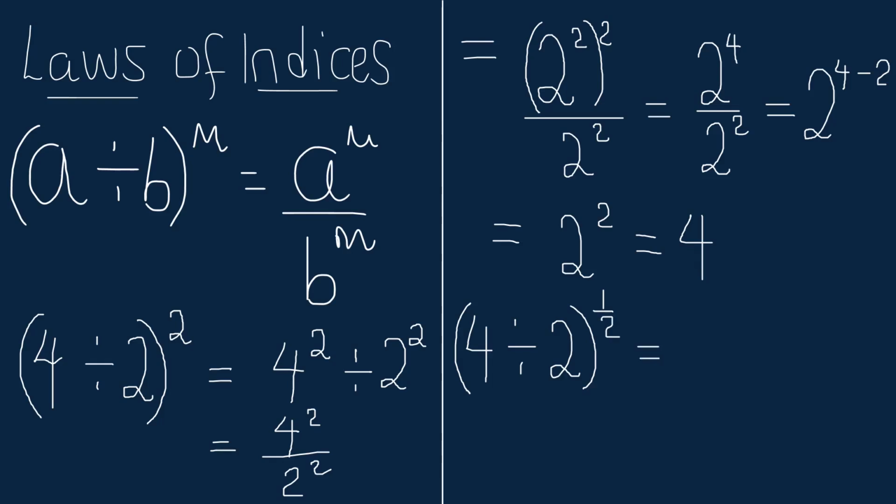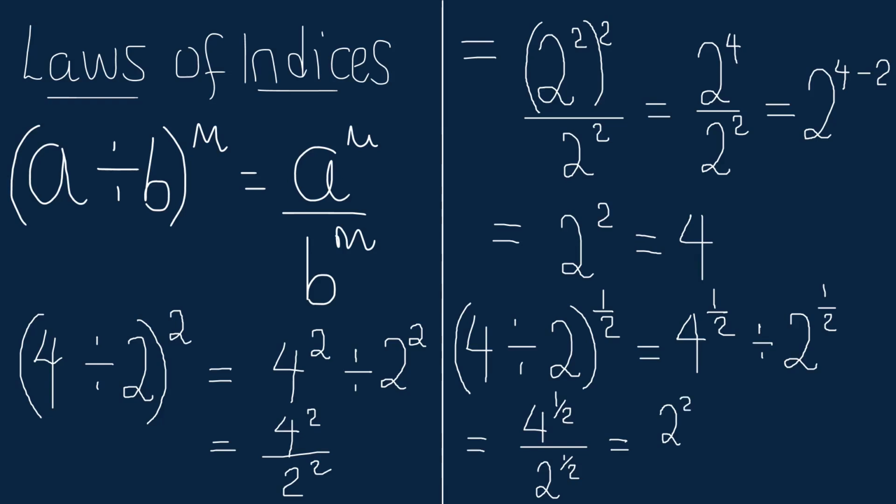Let's consider another example where the fraction index half is positioned outside the bracket. When the bracket is opened, each variable is expressed to the exponent half. The fraction power can remain unchanged and the answer is 2 exponent half.